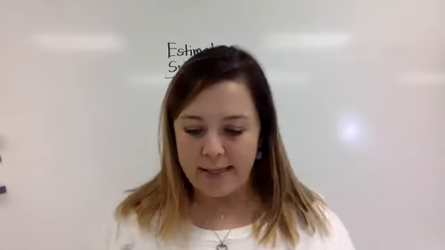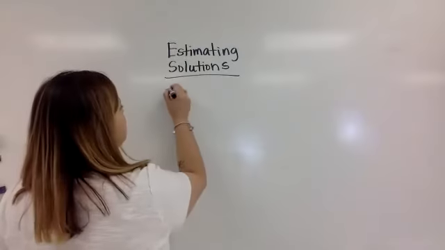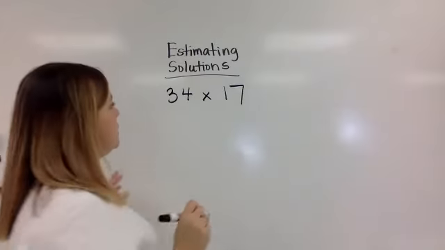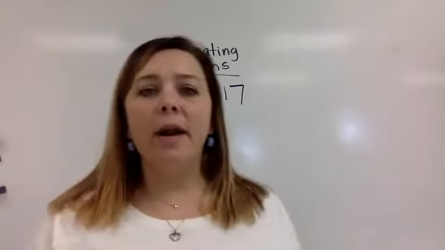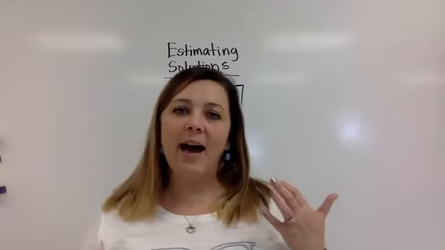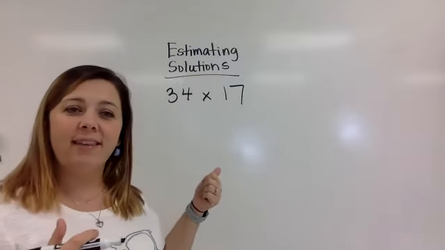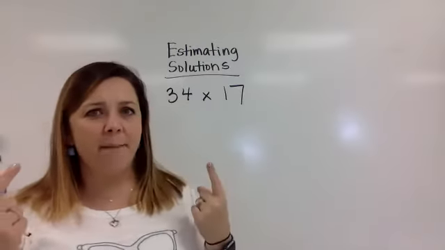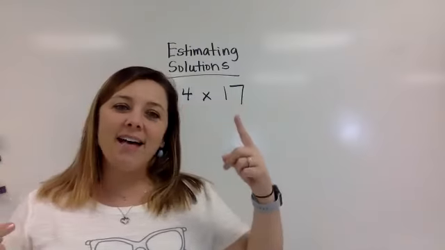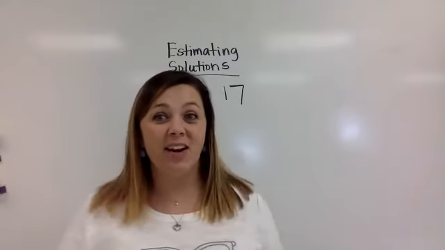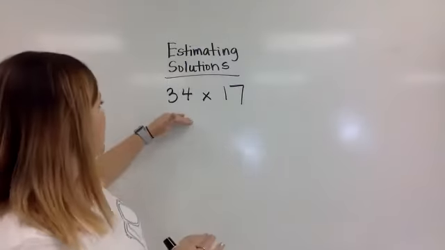So let's look at one example, 34 times 17. What estimating does for us is it allows us to do mental math. If we have a longer problem like this, it's a little difficult to do that math in our head. So if we estimate, we can get a roundabout answer just by doing it in our heads. So we want to look at these two.